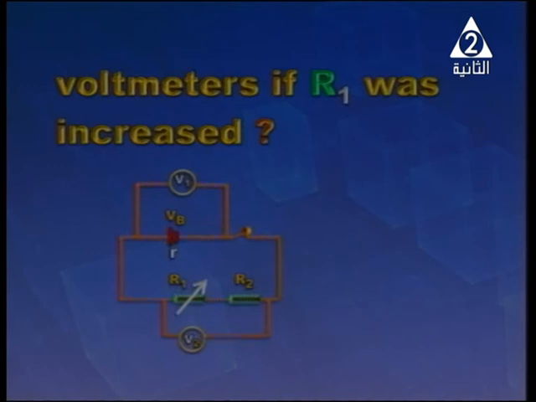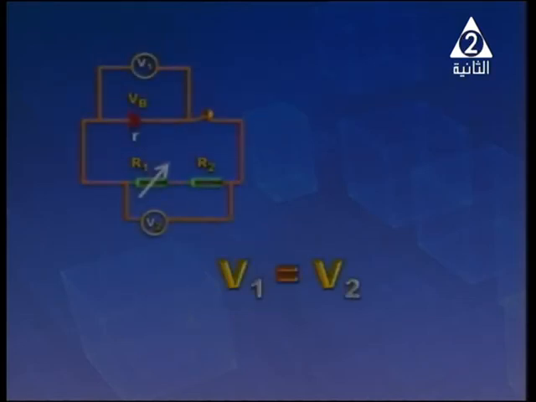Okay, what about this example? Something very special here. V1 actually is equal to V2 because both of them measure external or terminal voltage. Okay, there is a trick here, but you are smart enough to know it. V1 actually is equal to V2. V1 and V2, each one of them is the terminal voltage. Okay, so what happens when R1 is increased?